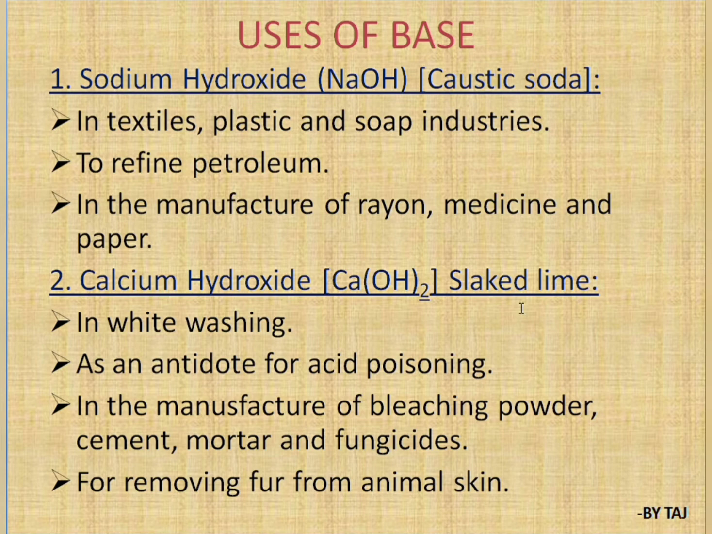Calcium hydroxide is commonly called slaked lime, Ca(OH)2. It is used in whitewashing and also as an antidote for acid poisoning. It is used in the manufacture of bleaching powder, cement, mortar and fungicides, and also for removing fur from animal skin. They are going to use calcium hydroxide, nothing but slaked lime.